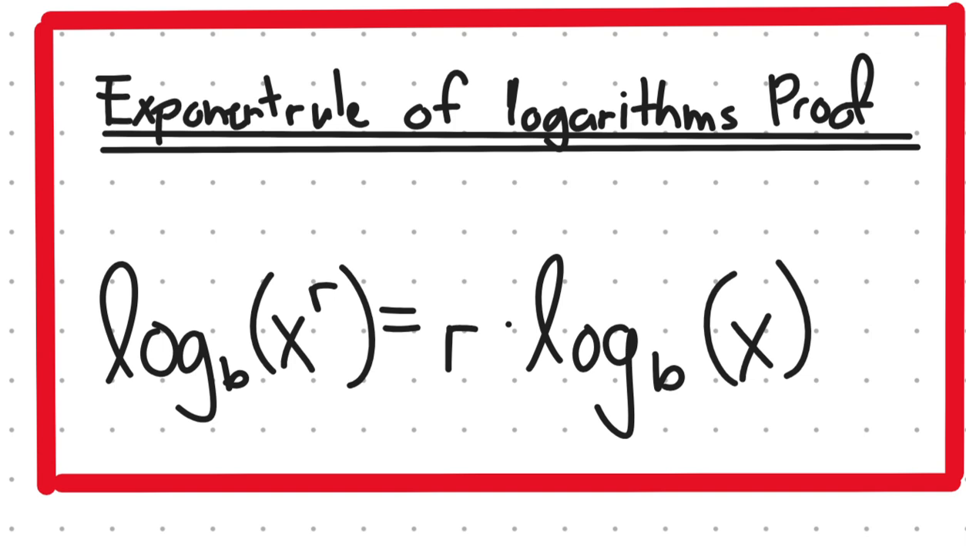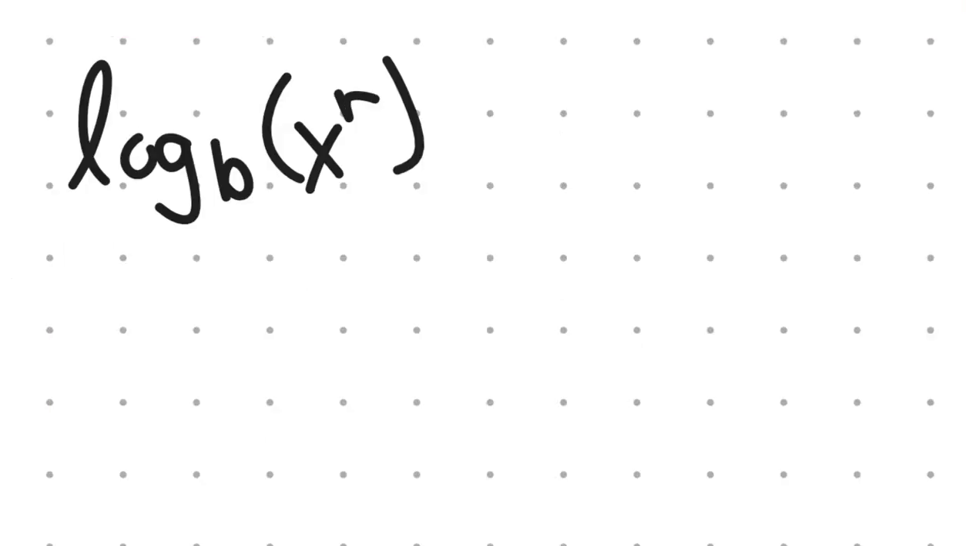In this video we're going to talk about the proof of the exponent rule of logarithms. It states that the logarithm base b of x to the rth power is equal to r times the logarithm base b of x. So let's first of all prove this formula.